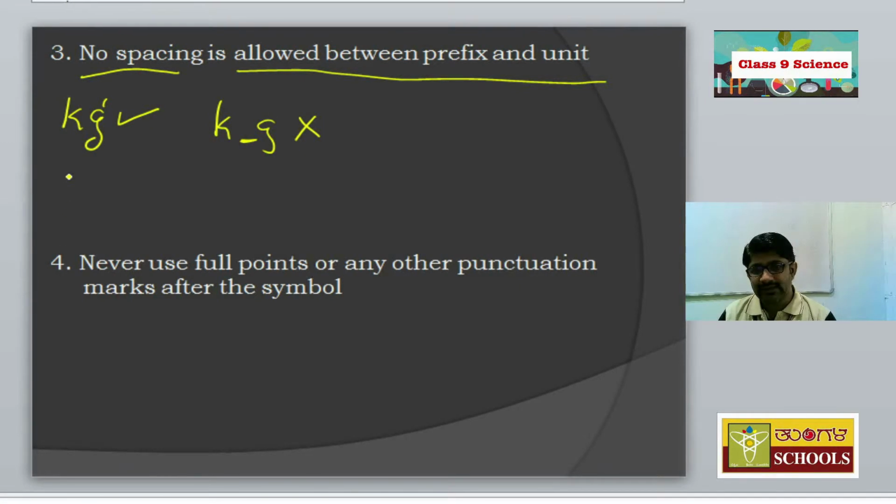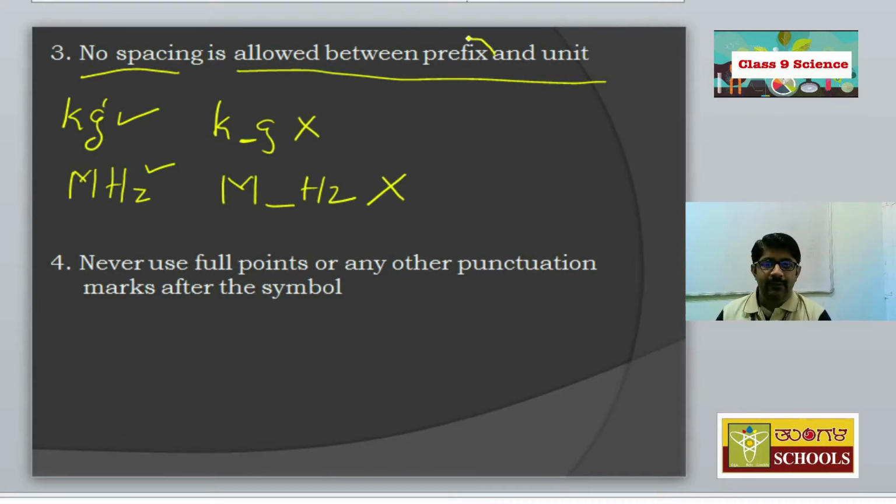Take one more example here. Megahertz, the frequency of, say, a radio wave. No spacing is allowed between M and Hz. M and Hz will be written like this, not written separately. No gap is allowed between a prefix and a unit. I hope you are following this rule clearly.